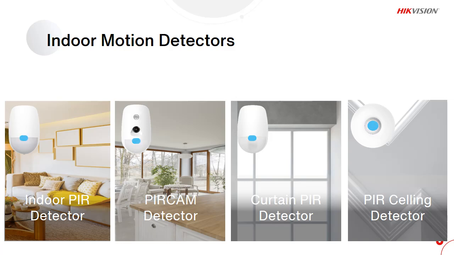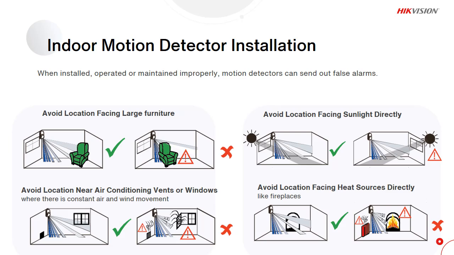Since the internal environment is not as complex as the external environment, indoor detectors are generally PIR detectors and do not have IP rating. The typical indoor detectors could be indoor PIR detector, PIR CAM detector, curtain PIR detector and PIR ceiling detector. Improper installation of indoor detectors could possibly affect the normal working status of the sensors, so when we install the indoor motion detectors, we need to avoid location facing large furniture.